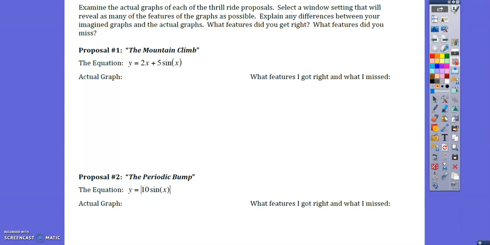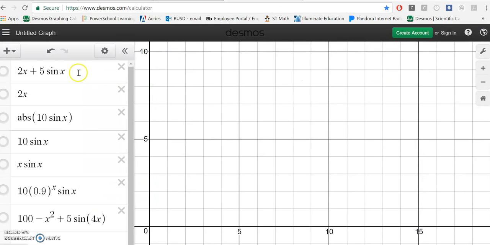And we're going to go ahead and jump over. When we do this, you're going to sketch an actual graph, and you're going to talk about what you got right and what you missed. So here we go over to Desmos, our good friend. I've already typed them all in, so I'm just going to start with the first one.